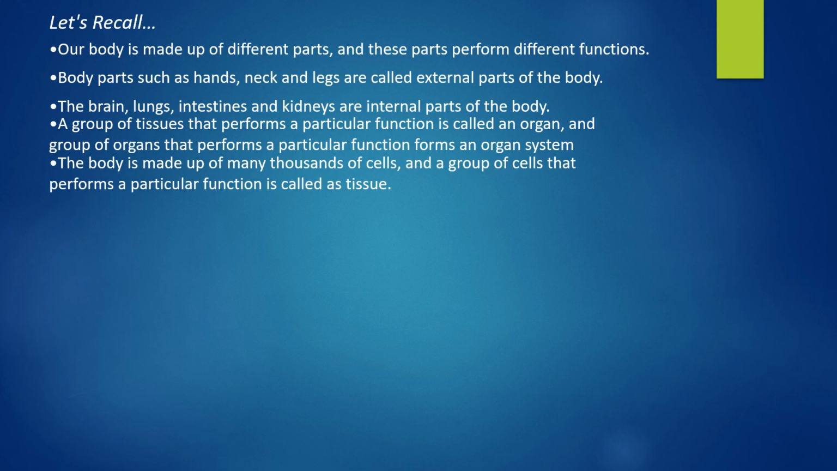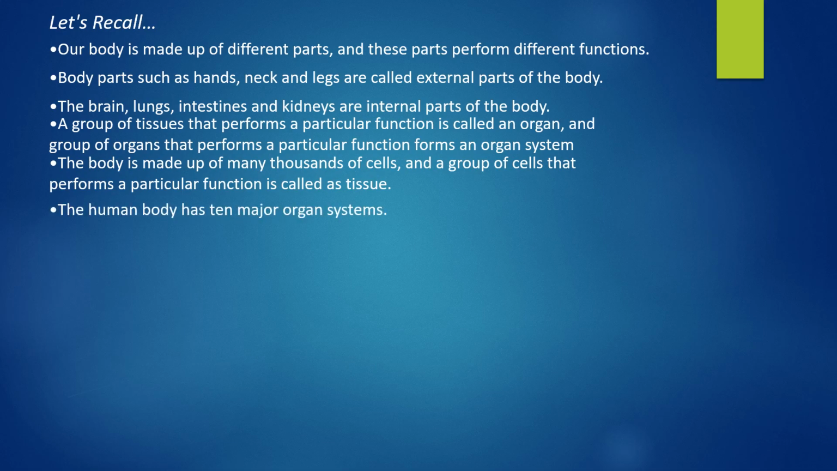The body is made up of many thousands of cells, and a group of cells that perform a particular function is called a tissue. So our body is made up of thousands of, as we have already learned, tissues or cells. So the body is made up of thousands of cells.